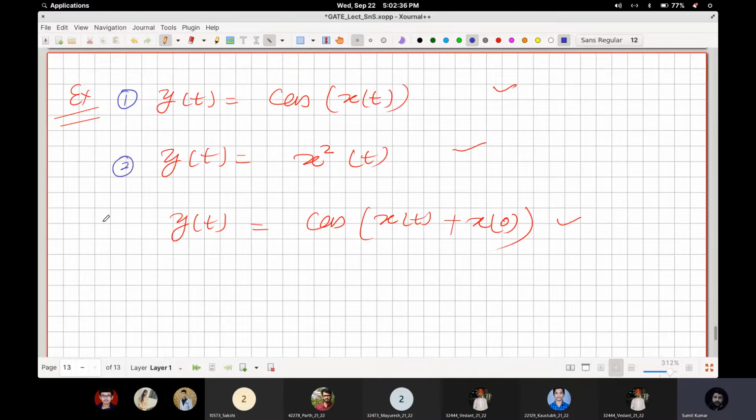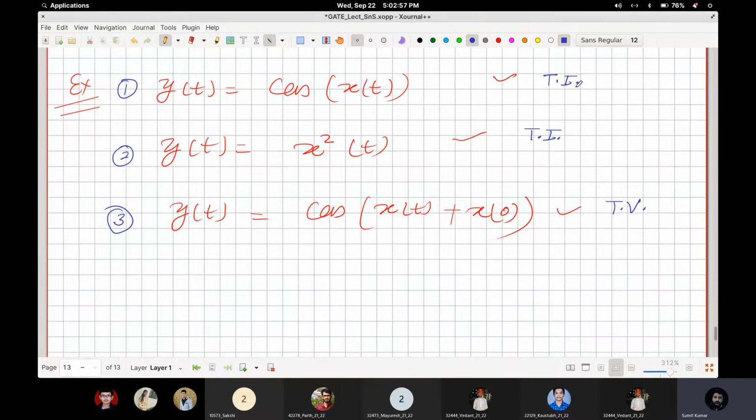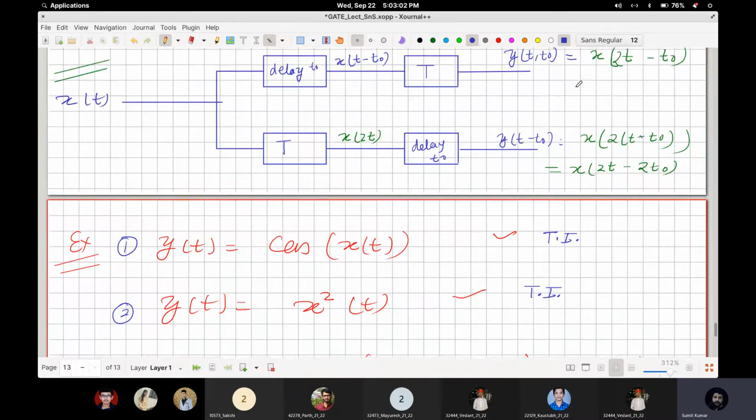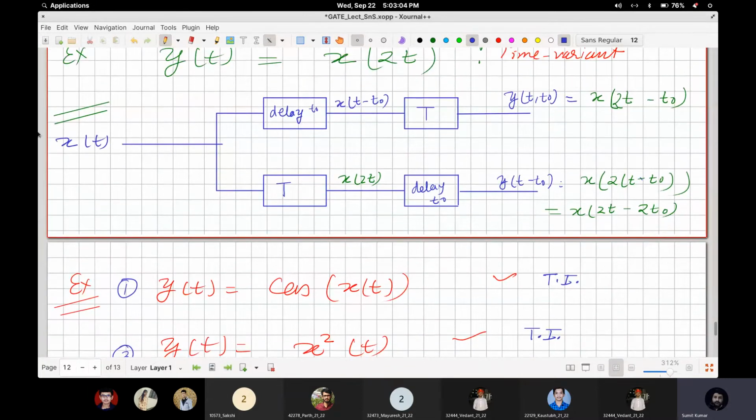First one, second one, and third one, whether they are time invariant or not. So this is time invariant. This is also time invariant, and this should be time variant. Okay. So let's see them one by one, and then we will move on to other properties. Let's see the first one, and for that I need to copy this image first.